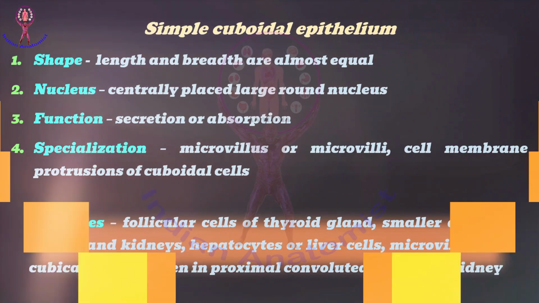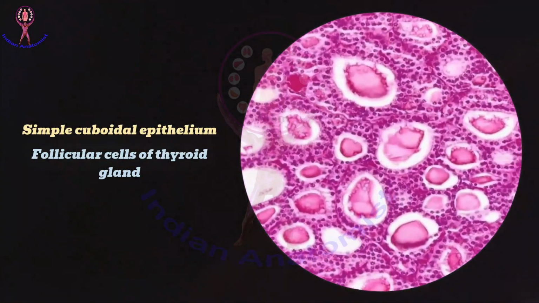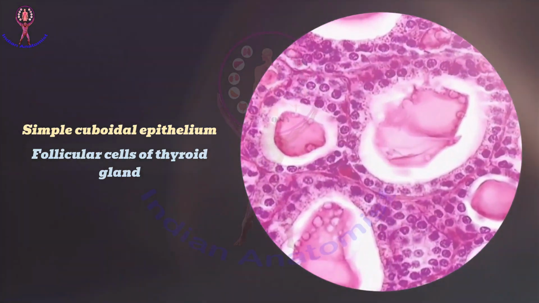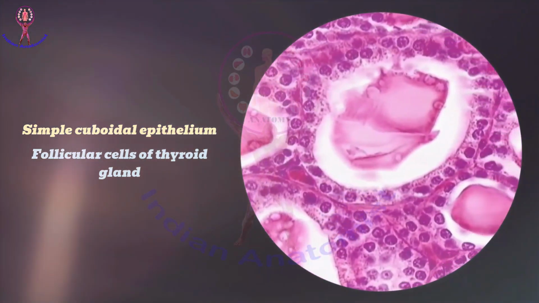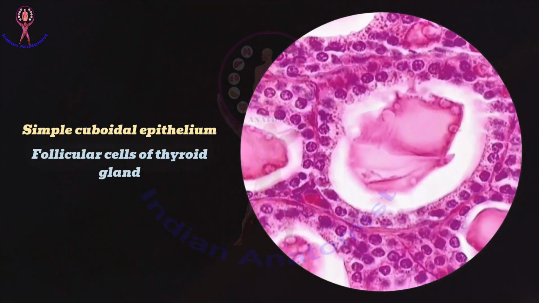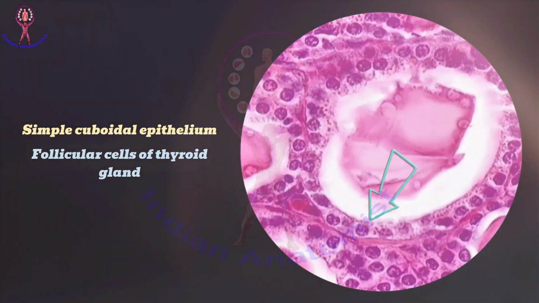This is a microscopic slide displaying the thyroid gland at several levels of magnification, ranging from 5 to 40x. Each circular structure in the clip depicts a thyroid follicle. Each follicle is lined with follicular cells, which are cuboidal cells with centrally placed large round nuclei.